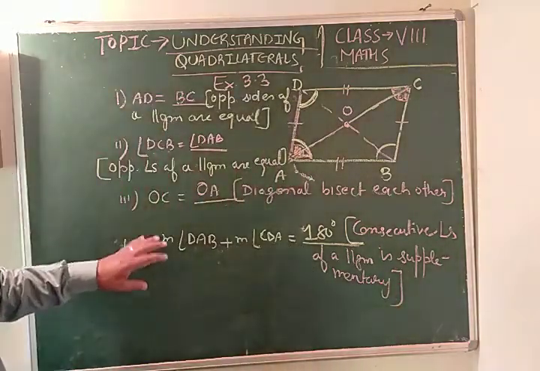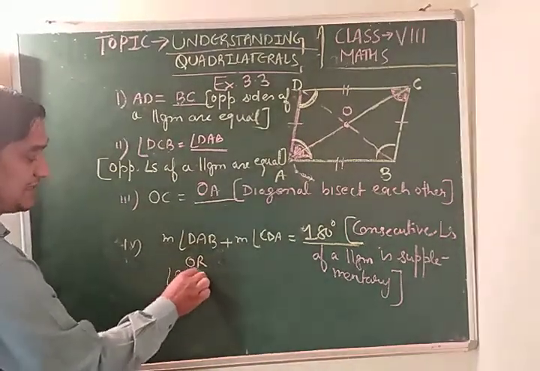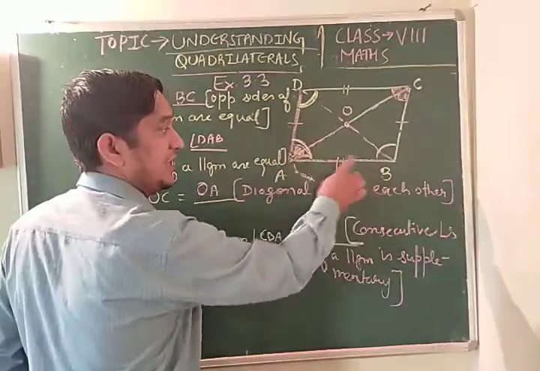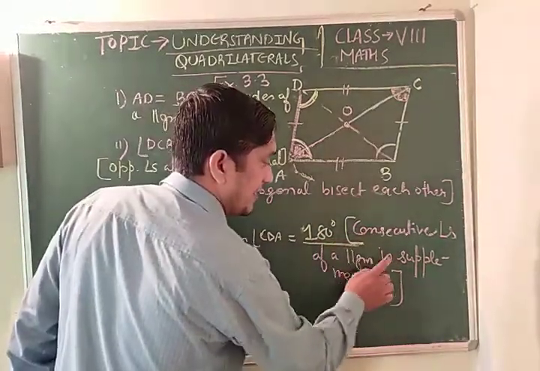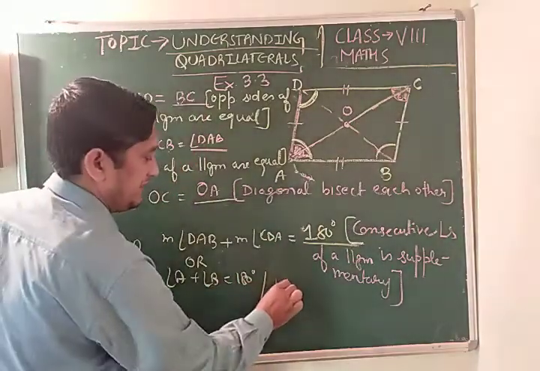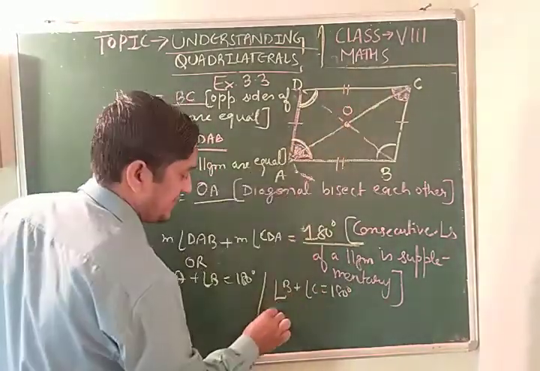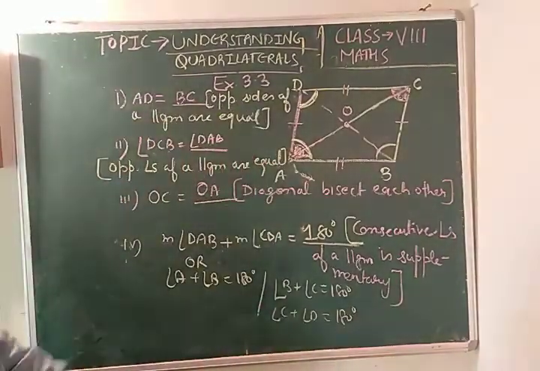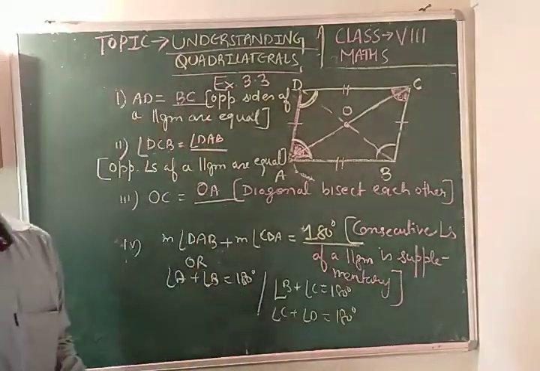Children, you always remember, not only this pair. You may take angle A plus angle B. This is also 180 degrees. The sum of these two angles is also 180 degrees, because consecutive angles of a parallelogram are supplementary. Similarly, angle B plus angle C is 180 degrees. Similarly, C plus D is also 180 degrees. The reason is consecutive angles of a parallelogram are supplementary.